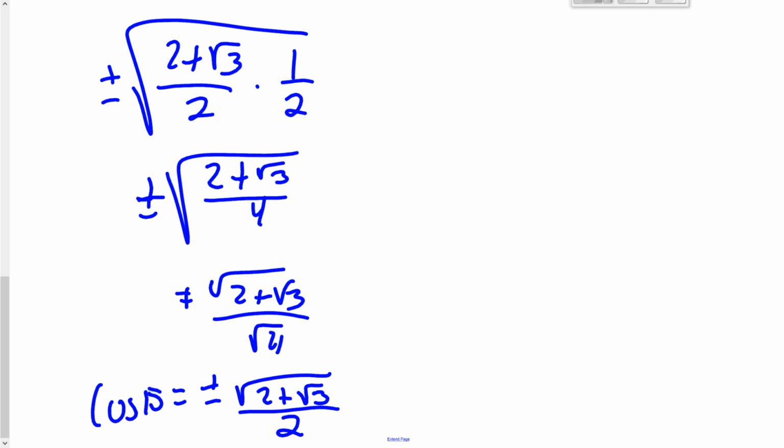Okay, so it does look different from your sum formula because it's just a different formula, right? If I plug this into my calculator, and I plug in the one where I used my sum formula, or actually the difference formula, I would get the same answer.